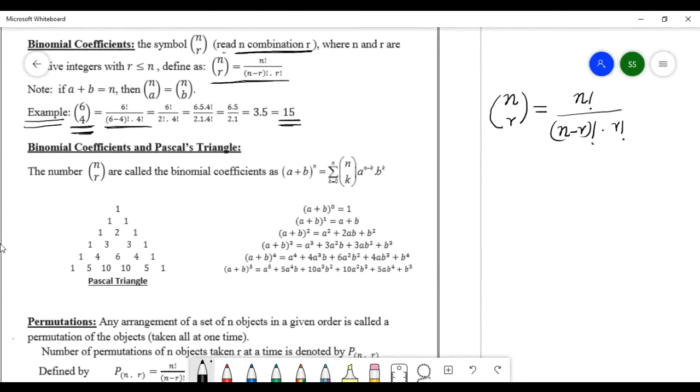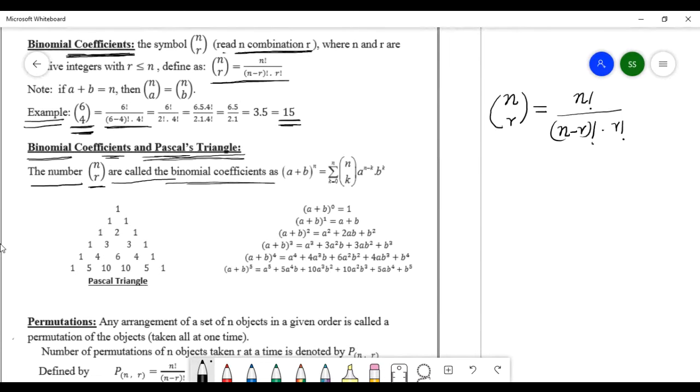Okay. So today I will explain this point, binomial coefficients, and this is called the binomial coefficient. See here, this is called binomial coefficients, right? So today I will discuss binomial coefficients and Pascal's triangle. Okay. So see this, the numbers nCr, n combination r, are called the binomial coefficients.